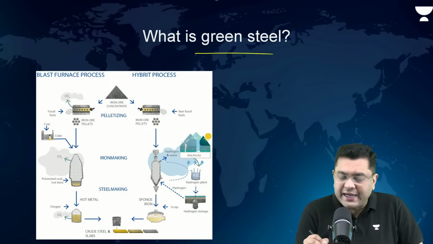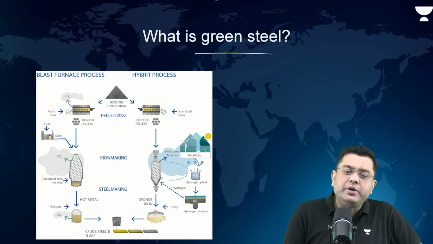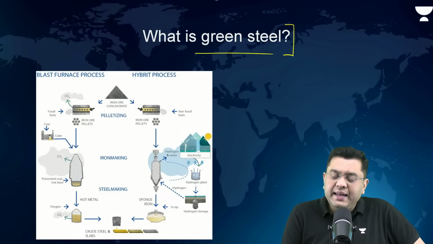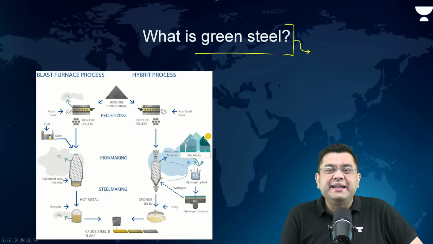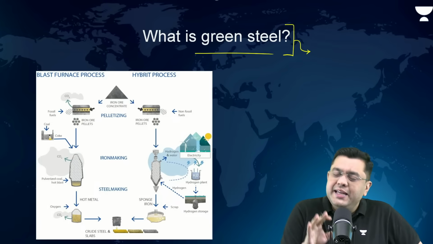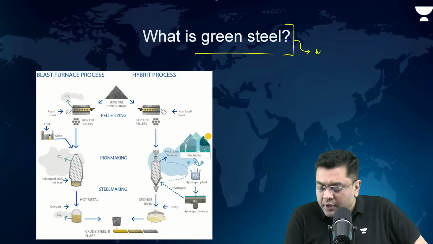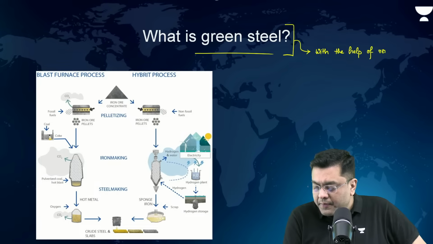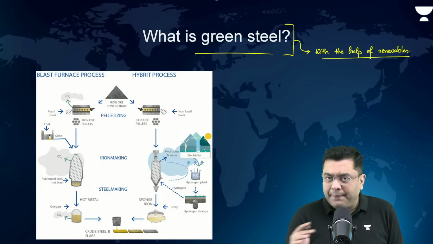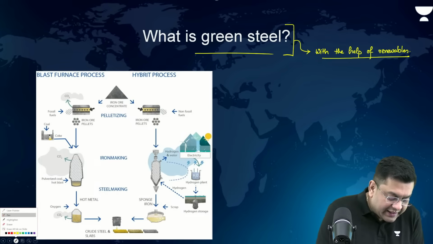But first of all, what do we understand by green steel? When we talk about green steel, in this particular case, this green steel is manufactured with the help of a renewable steel manufacturing process, with the help of renewables. Okay, now what happens under the normal process? Try to understand that first.